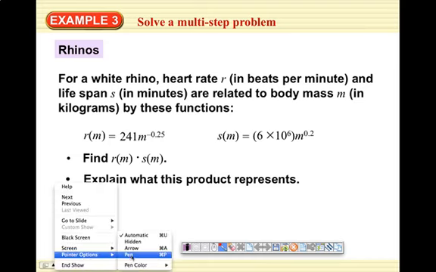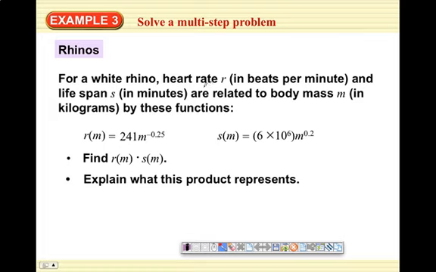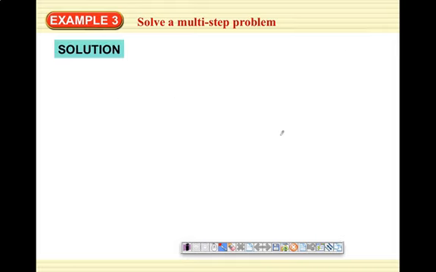So just look at a word problem here. For a white rhino, heart rate R, beats per minute, and the lifespan S in minutes are related to the body mass M by these functions. The R means the heart rate, S of M means the lifespan, and it's about the body mass M. It says find R of M times S of M, and then explain what it represents.